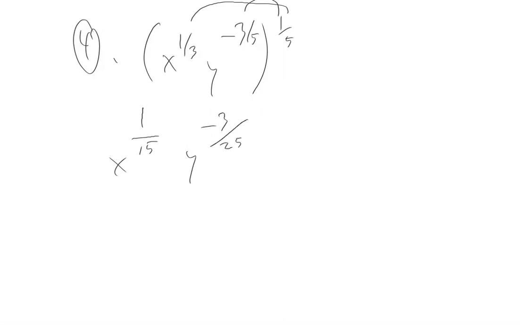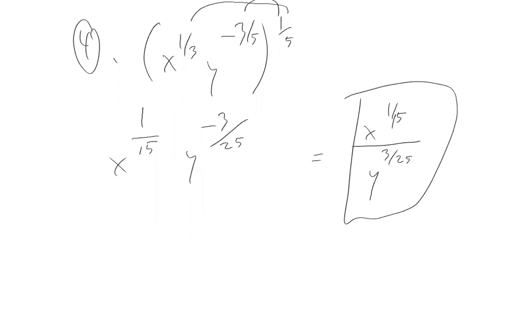Now we're going to rewrite it. We'll leave the x to the power of 1 over 15 on top, and then we'll bring the y down to the bottom so that its negative exponent will become positive. So that's your final answer. Now let's try problem 5.